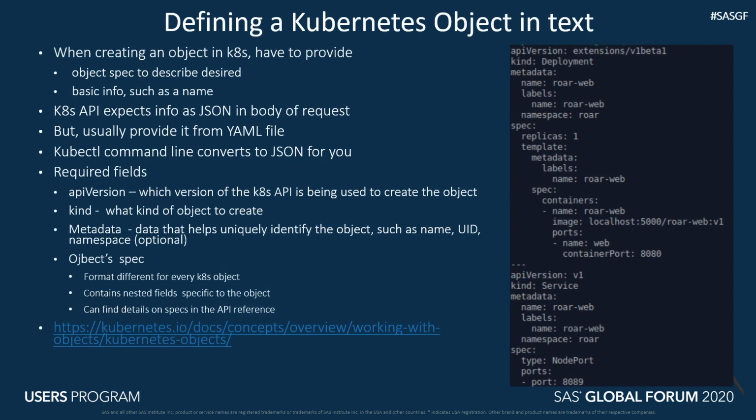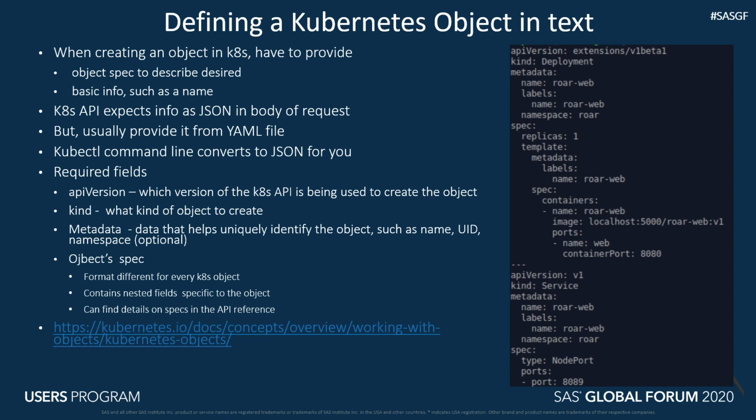When we define a Kubernetes object, we talked a little bit about this, but let's look just a little closer at what we have here. When we define an object in Kubernetes, we have to provide an object specification to get the described desired state, with basic info such as a name, perhaps the tags, and so on. The Kubernetes API expects info as JSON in the body of the request, but usually you simply provide it with YAML, and the kubectl command line converts it to JSON for you. JSON is JavaScript Object Notation, a pretty typical way of specifying information to applications. So if we look at the specification on the right-hand side, we see the fields there.